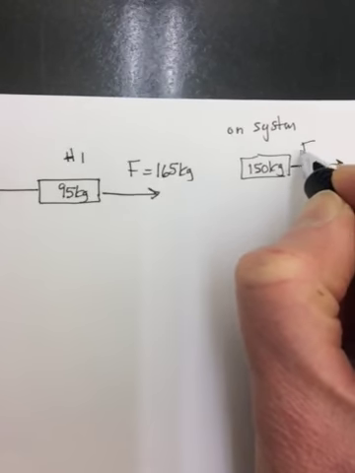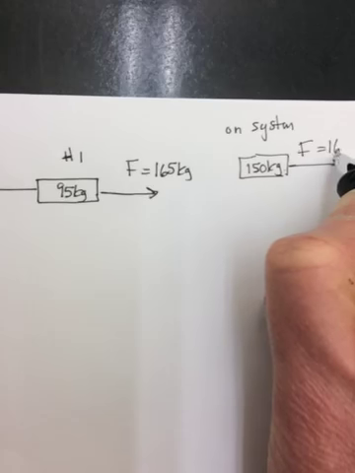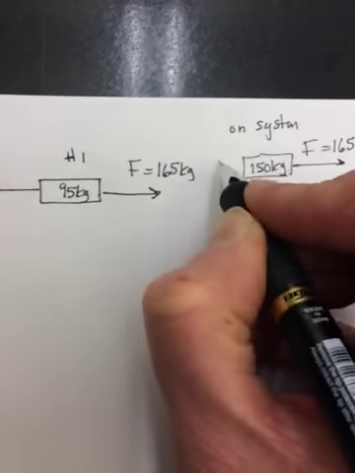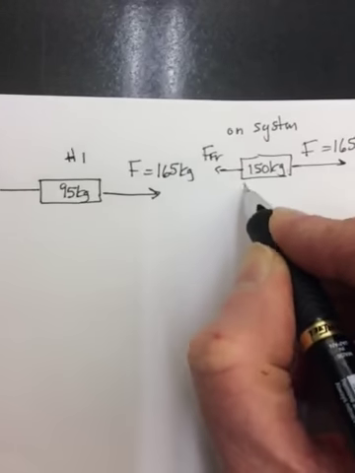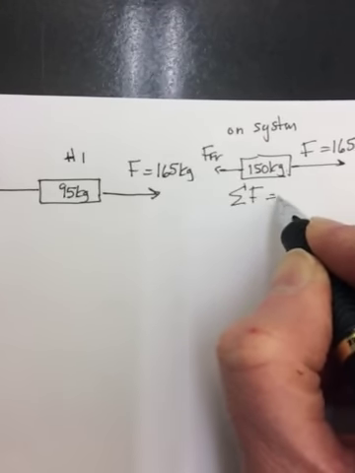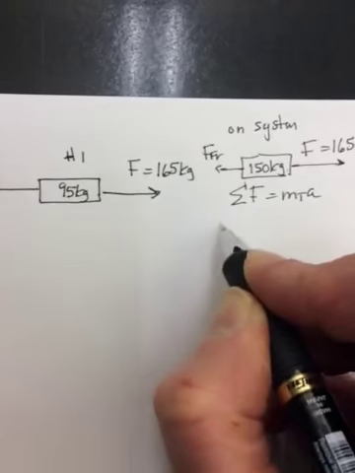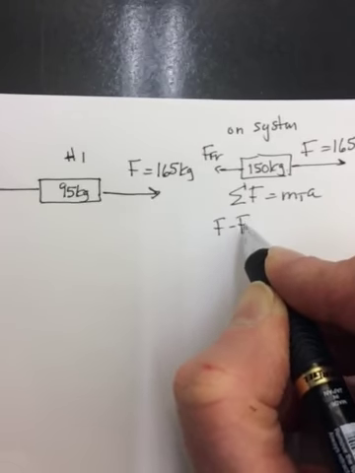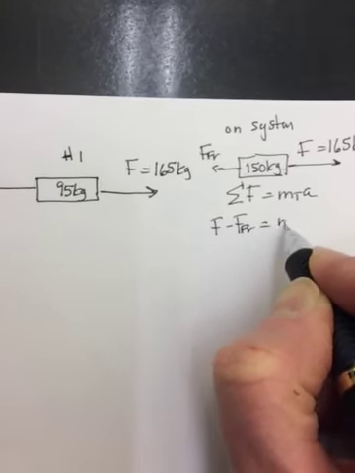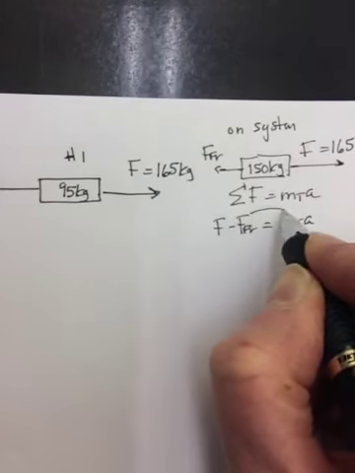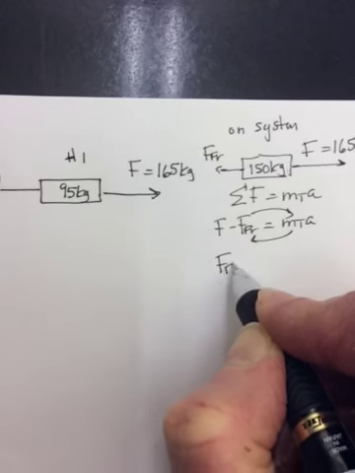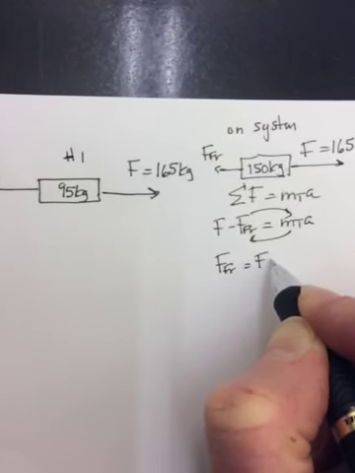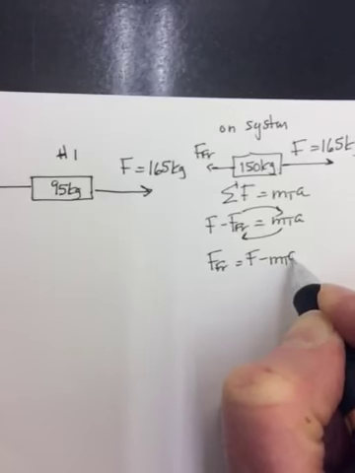Pulling forward is F, which is 165, and pulling backward is the friction of the whole system that we're looking for. So do the sum of the forces is equal to M total A, and it'll be F minus friction is equal to M total A. You're solving for friction, so bring this over, bring this over. So in the end, friction will be equal to F minus M total A.